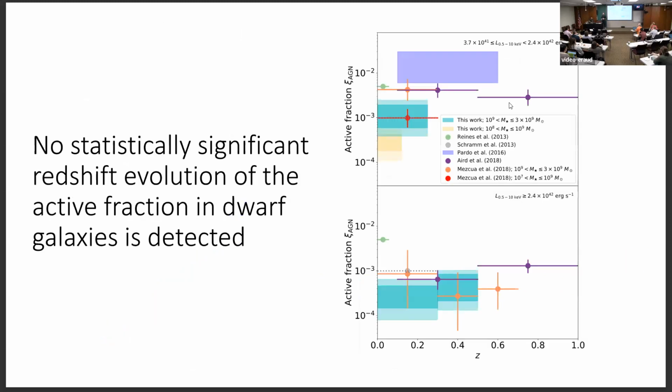And we also checked the redshift evolution. In the right figure, we compare our AGN active fraction with previous work. There are lots of uncertainties, but overall they are consistent. From this figure, we cannot see any clear redshift evolution, but that's probably because our sample size is not sufficient. I suspect we need at least 6 times larger sample to confirm the redshift evolution, if it really has a redshift evolution.